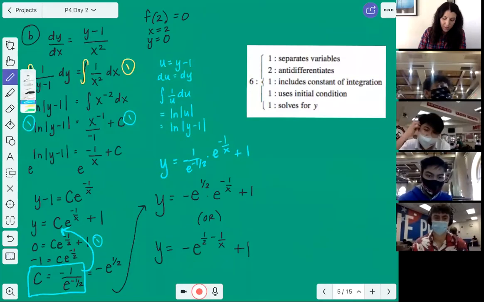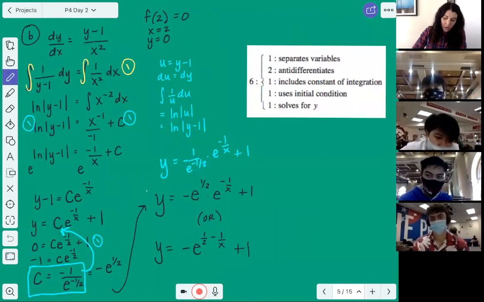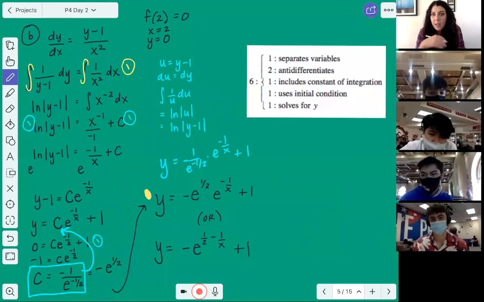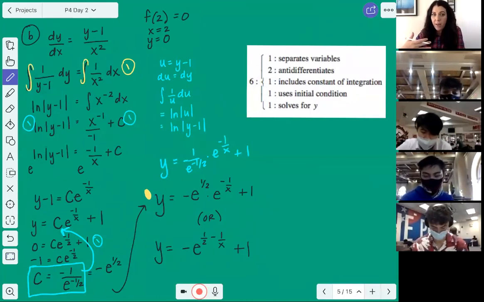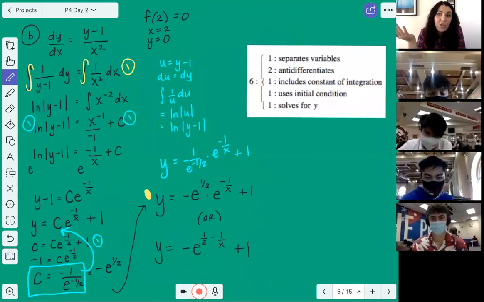Let me show you here. All I did was take that e that was in the denominator with a negative 1/2 exponent and move it to the numerator. So I got negative e to the 1/2 times e to the negative 1 over x plus 1. If you left your answer there, totally fine. That would be the 6th point also.